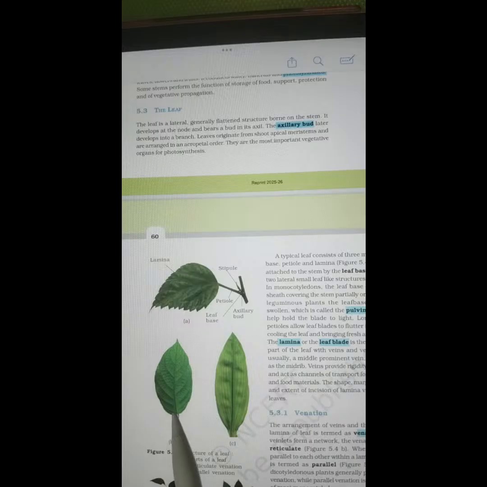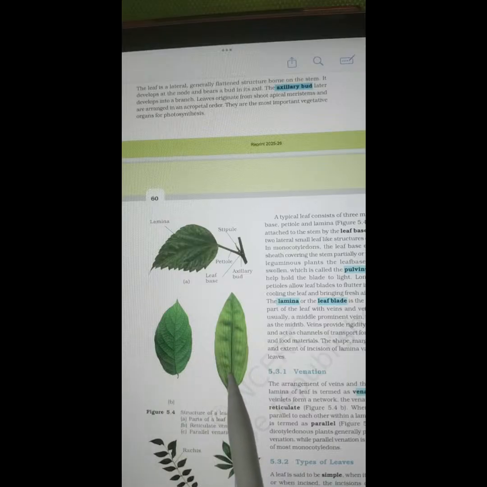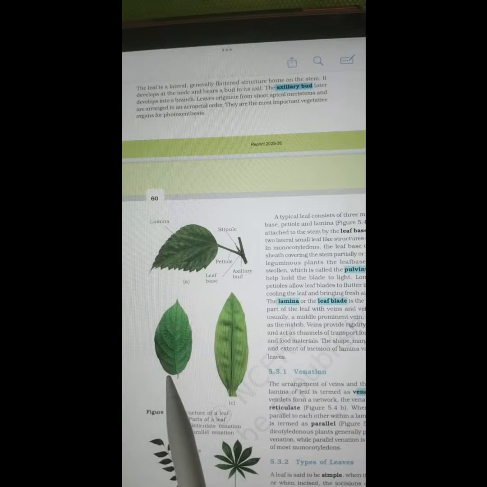Here you can see two types of leaves. This one on the left belongs to a dicot. This one on the right belongs to a monocot. How can you identify? If the network of veins is forming a network, I mean, they are branching one after the other, then such a type of venation is known as reticulate venation, and it is a characteristic feature of dicot plants.